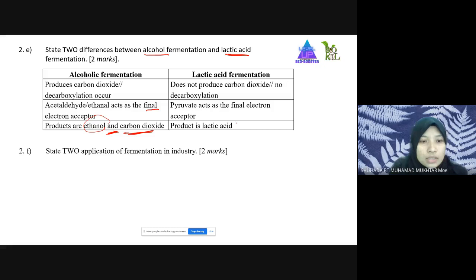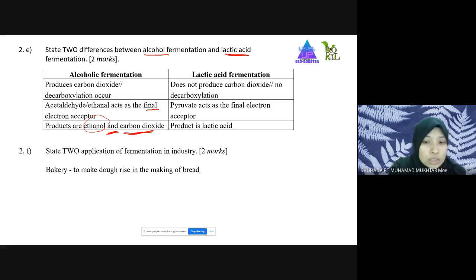Okay, soalan seterusnya. State two applications of fermentation in industry. So here, dia tak spesifikkan nak alcoholic fermentation ke lactic acid fermentation. So dia nak fermentation saja, awak boleh bagi mana-mana lah. Okay, so two applications, bukan example. So bakery, to make dough in the making of bread.